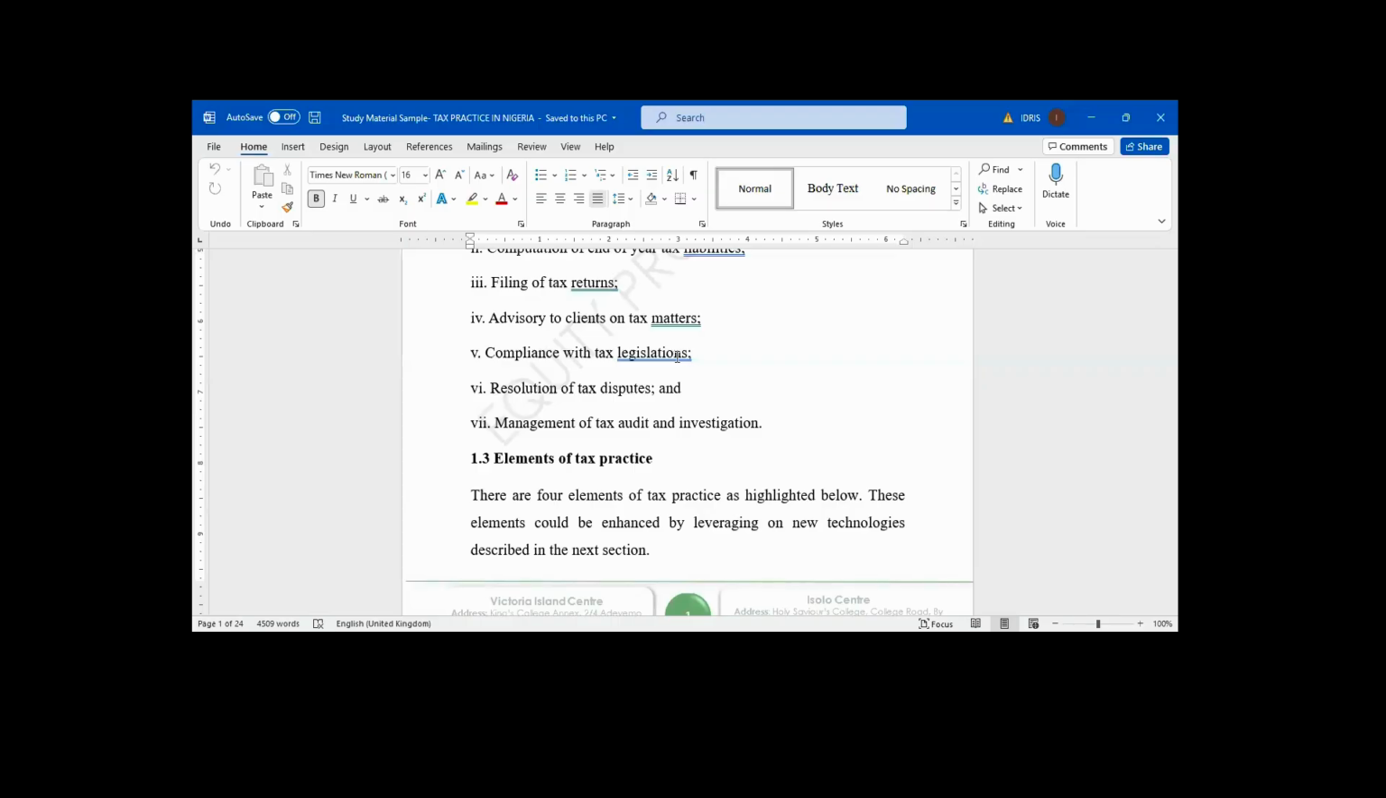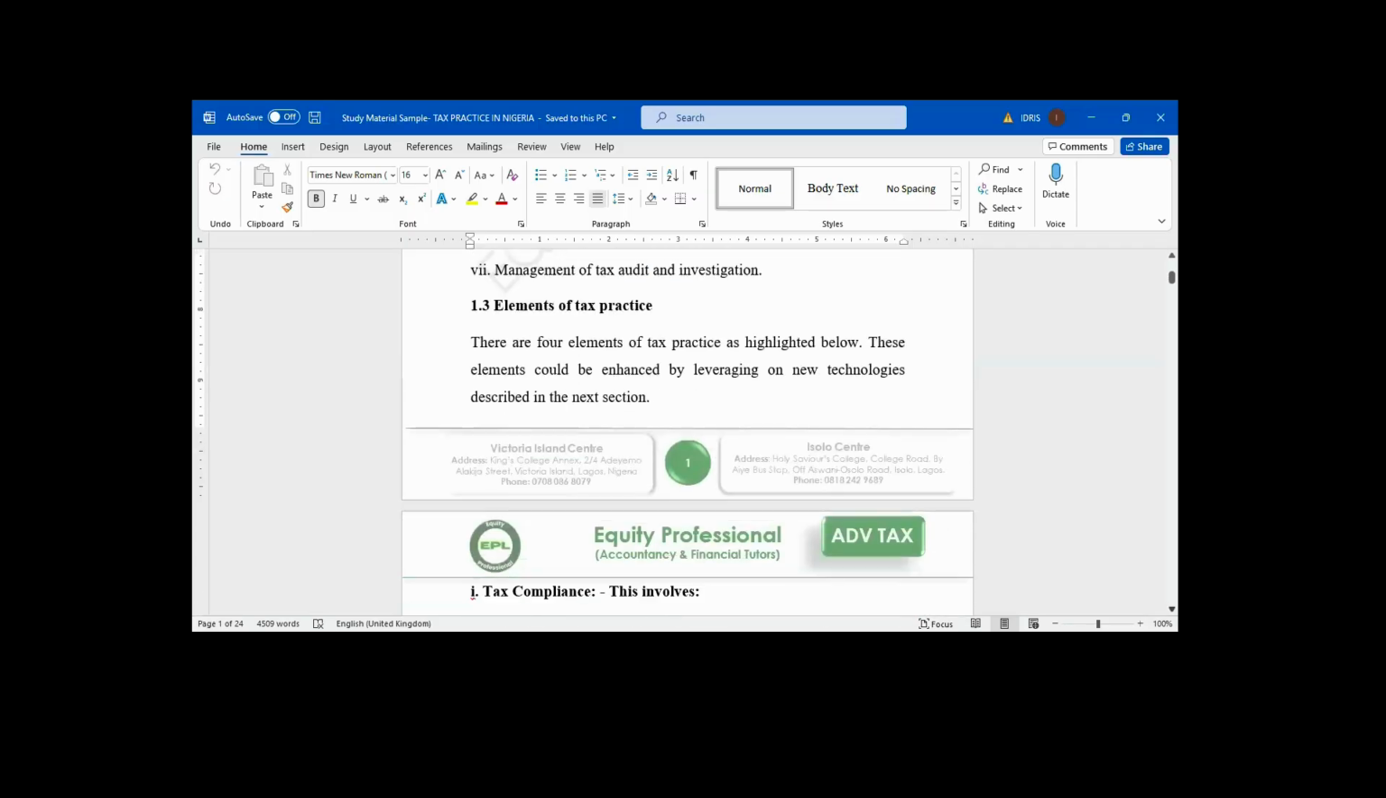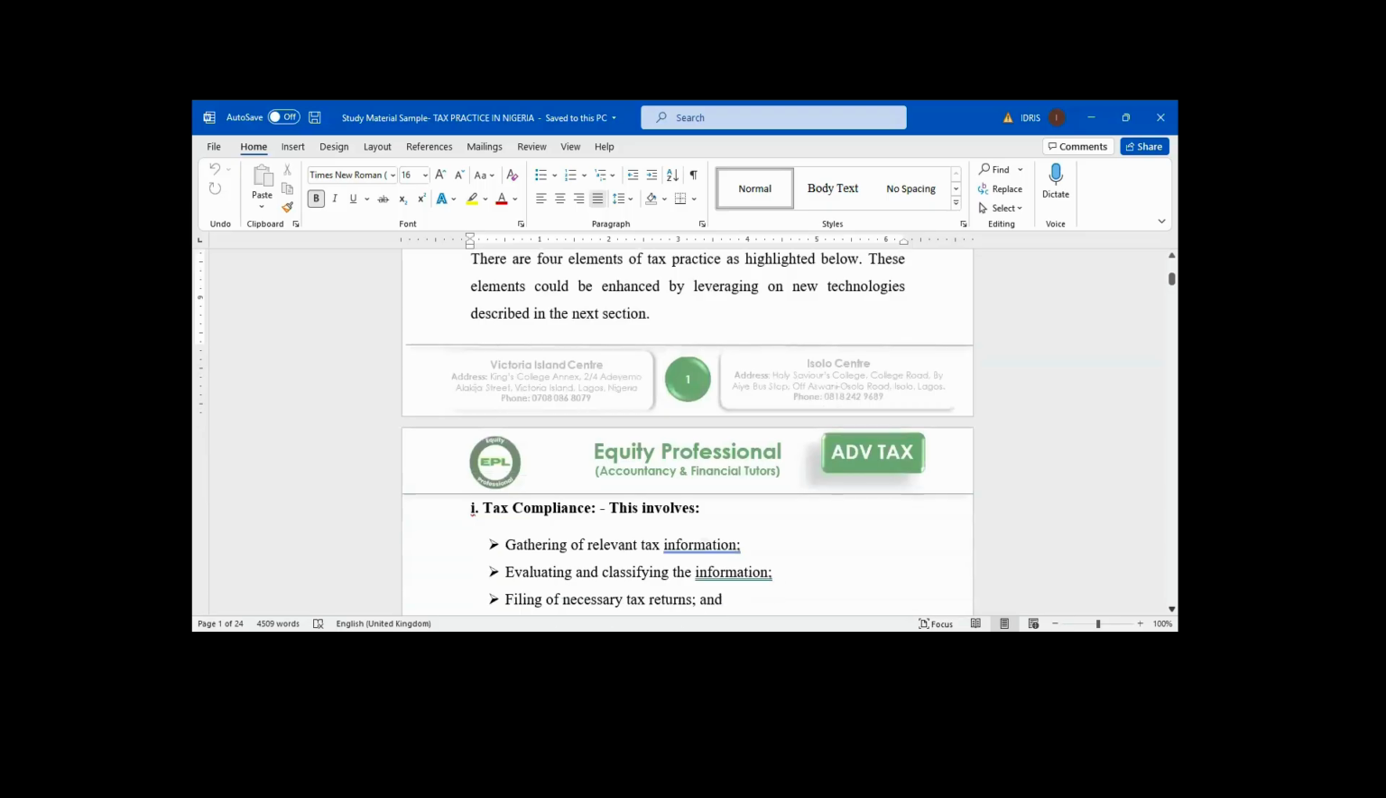What are the elements of tax practice? Let's list them. We have 4 elements of tax practice. Number 1 element of tax practice is called tax compliance. Tax compliance simply means gathering of relevant tax information, filing of necessary tax returns, and helping clients to classify information.